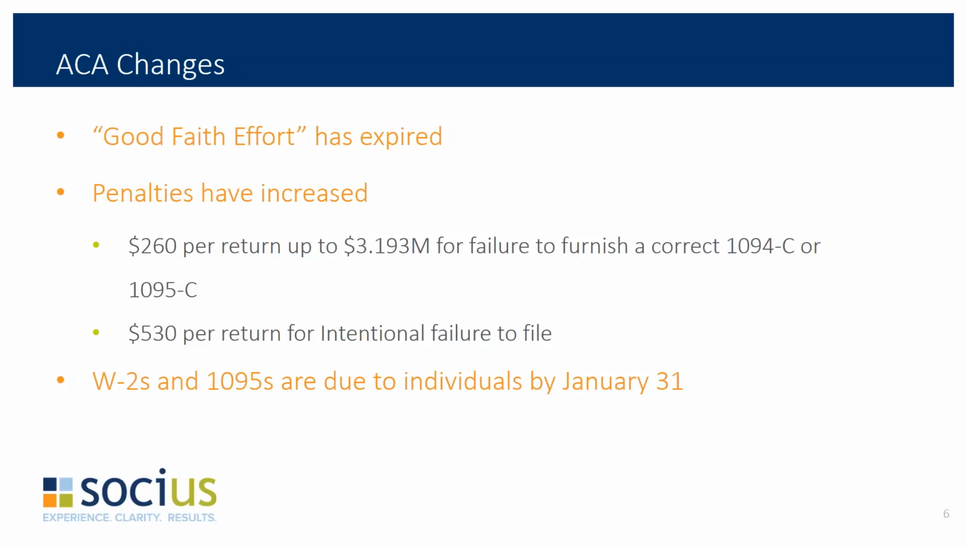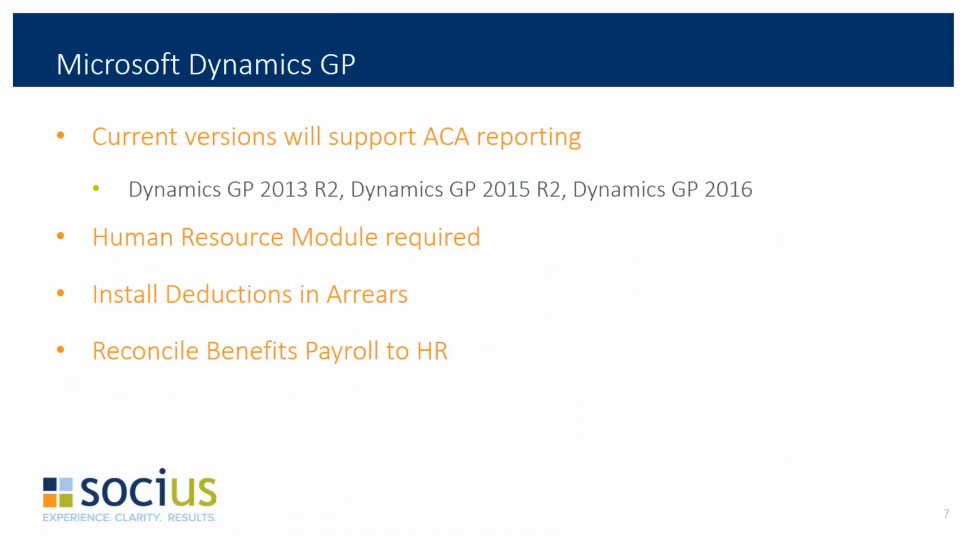So that information will obviously need to be correct based on the penalties that have been set forward, along with having correct information in the employee's hands going forward. So a little bit of a change from last year that we'll want to make sure that everybody takes into account. In order to make that happen, we do recommend that everyone starts to look at their Dynamics GP version.